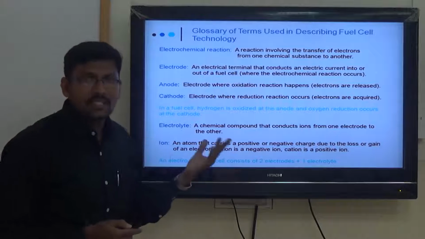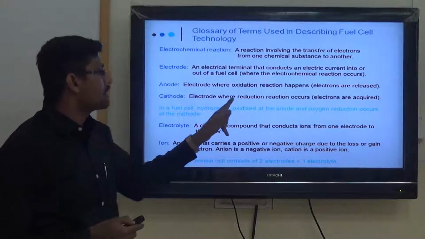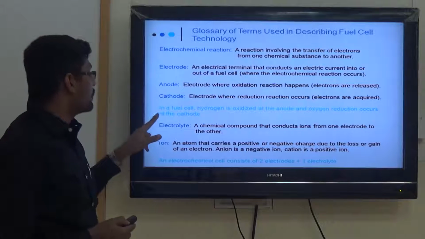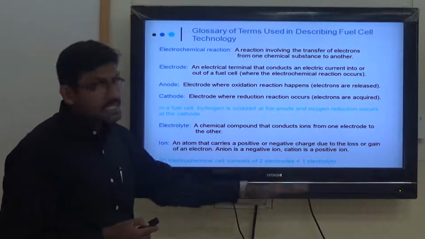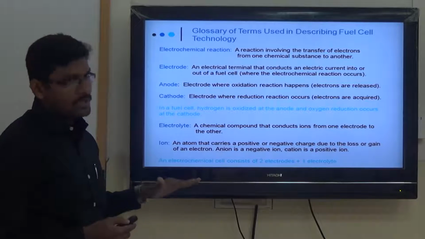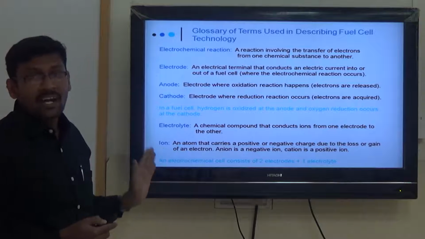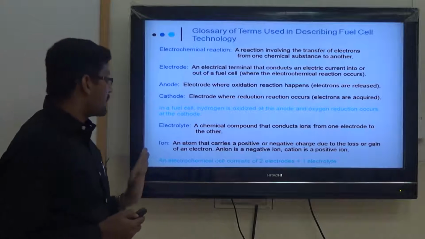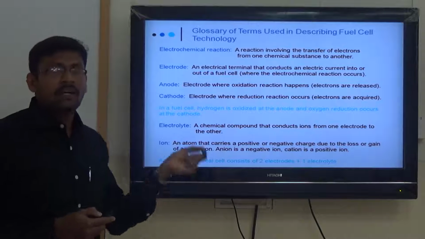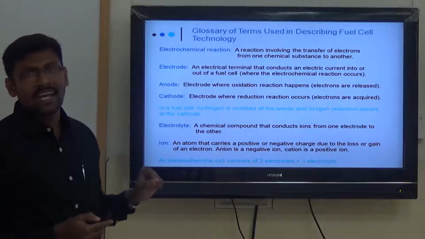The anode is the electrode where oxidation takes place, and electrons are released. The cathode is the electrode where reduction takes place, and electrons are acquired. In a fuel cell, hydrogen is oxidized at the anode, and oxygen reduction occurs at the cathode. Electrolyte is a chemical compound that conducts ions. Next is the ion, an atom that carries a charge. The H plus ion is the positive ion, and O2 minus is the negative ion.